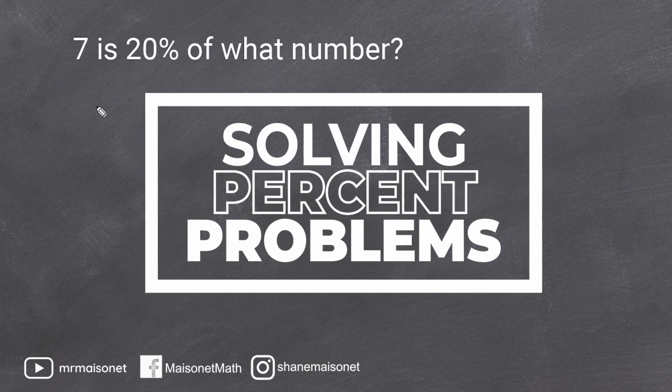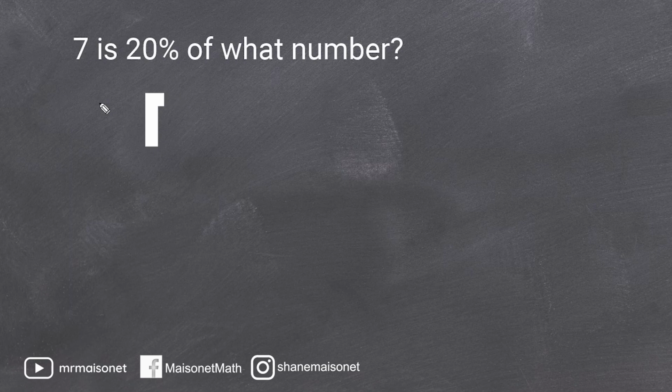In this math video, we're going to practice working with a percentage problem. This problem is saying that 7 is 20% of some number, and we've got to figure out what that number is. All right, so one way that we can solve is by setting up a proportion.